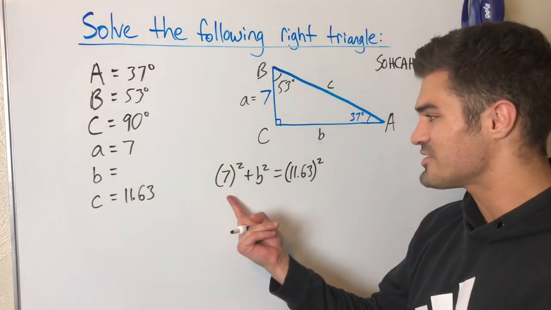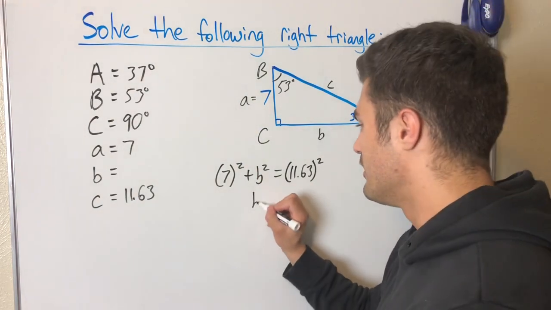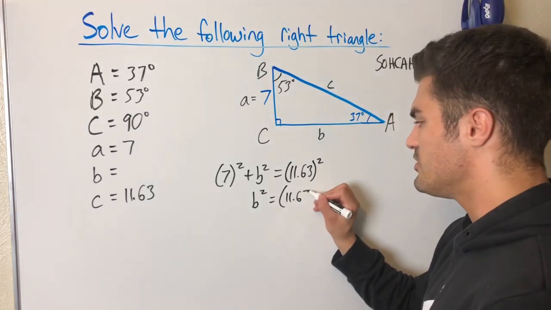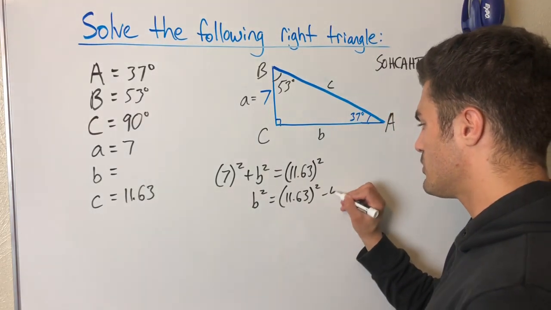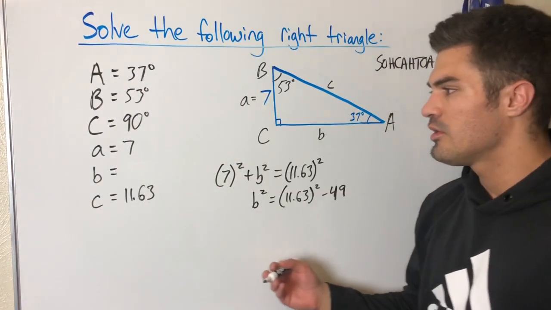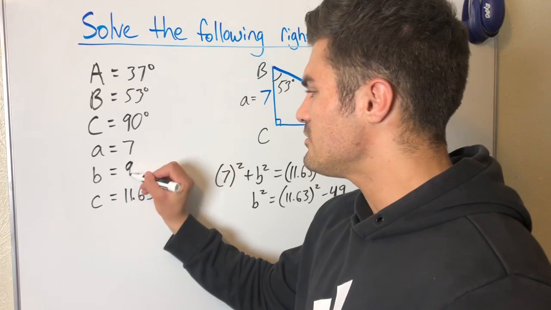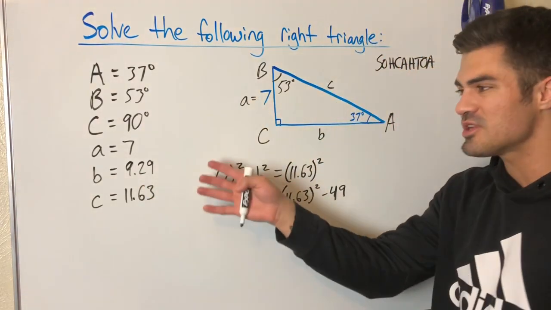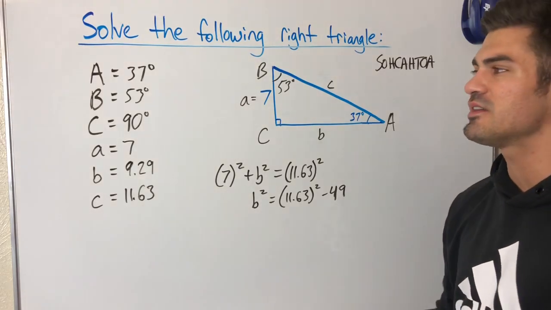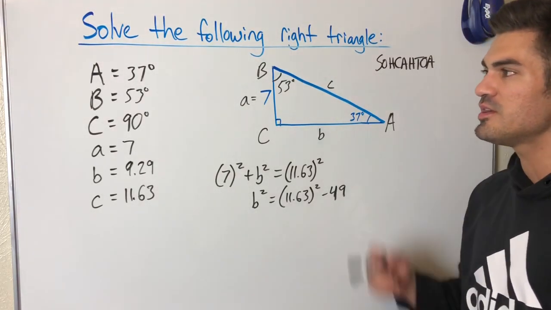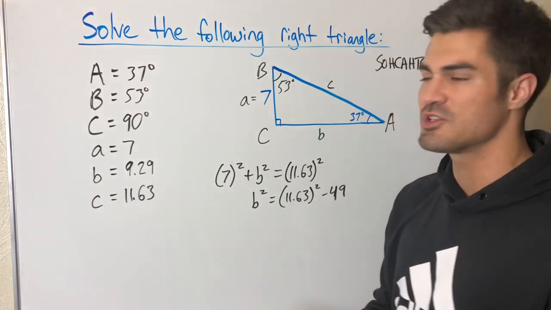All right, so now I'm going to solve for b. I basically subtract, let's see, 7 squared is 49. So I have b squared equals this 11.63 squared minus 49. I'm going to punch this in a calculator and see what I get. All right, so what I got is 9.29. And now I have all 3 angles as well as all 3 sides, and I have solved my right triangle. So really, we're relying on SOHCAHTOA and Pythagorean theorem to solve these right triangles.